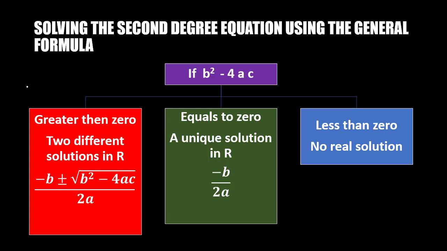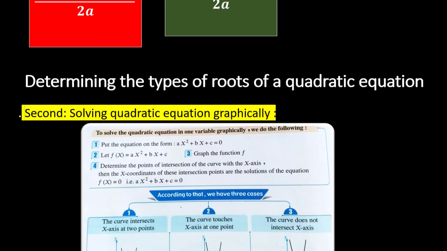We studied last year that if b power 2 minus 4ac is greater than 0, it means it is a positive number. In this case, we have two different solutions in the real numbers. We can get the two solutions or the two roots using the general formula. If b power 2 minus 4ac is equal to 0, in this case we have only one solution, a unique solution in R, negative b over 2a. If b power 2 minus 4ac is less than 0, then there is no real solution.